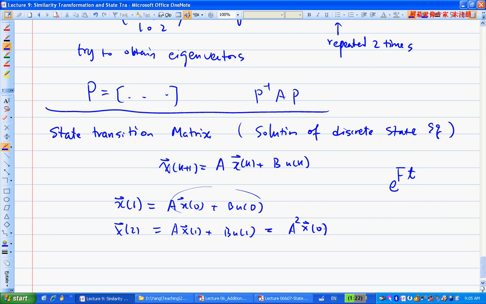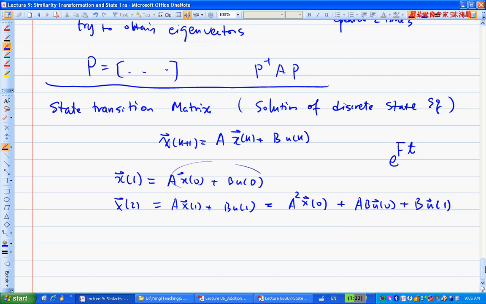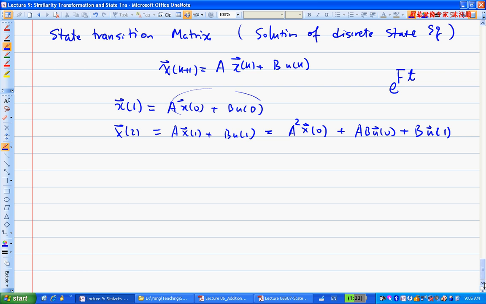x0, right? A squared x0 plus AB u of 0 plus B u of 1. Okay, so that's sort of an iterative process. If you do programming, if you do C programming and try to solve this, how do you do the program? You're going to do a for loop, basically. Starting from 0, you do a loop until the number that you want. This is what happens here, right? So, sort of an embedded loop here.